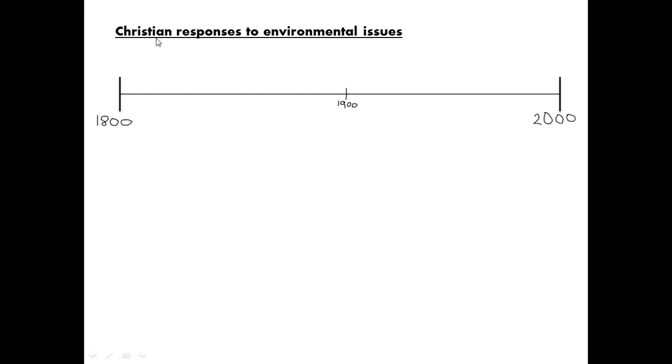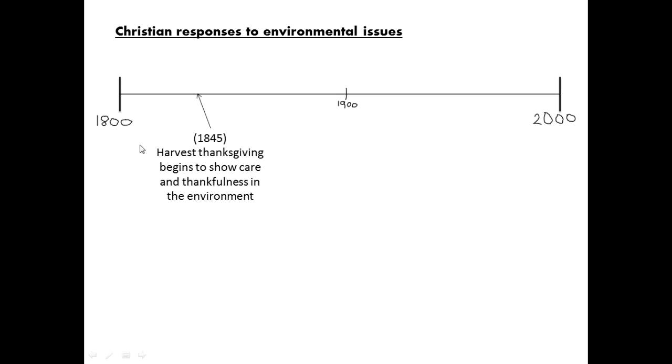Finally, final slide now, I'm just going to look at Christian responses to environmental issues, and here's a little timeline for you. Okay, I've got the 1800s over here, 1900s up to the year 2000, and the first response to environmental issue in Christianity could stem from the 1845 origins of the Harvest Thanksgiving, and this Harvest Thanksgiving is to show care and thankfulness in the environment. Now this would suggest that one Christian response to environmental issues would be to almost like praise the environment and, you know, take care of it in a stewardship manner.